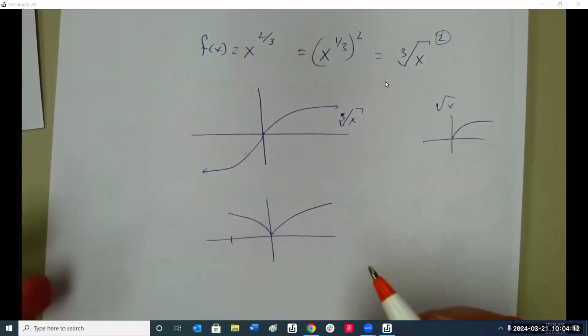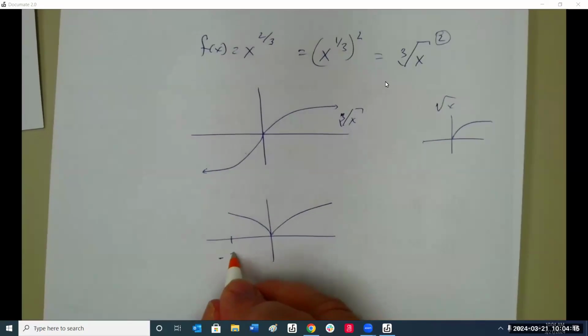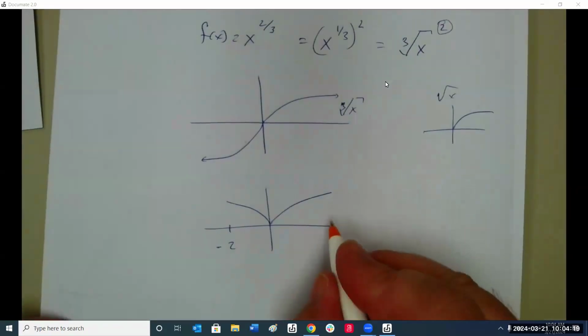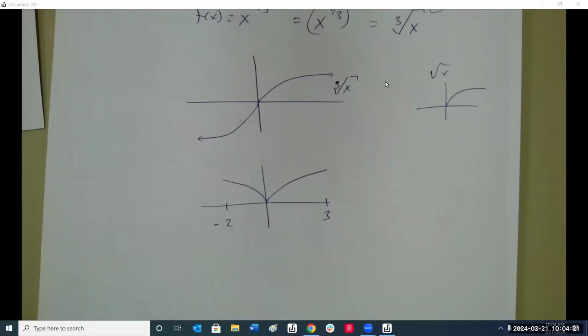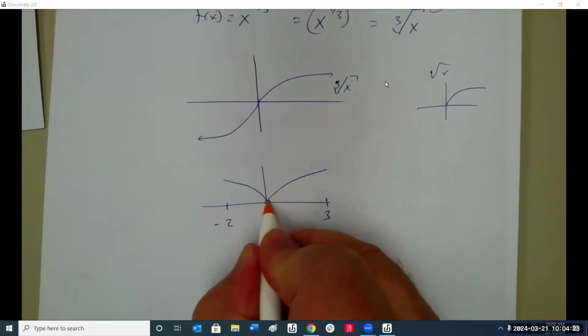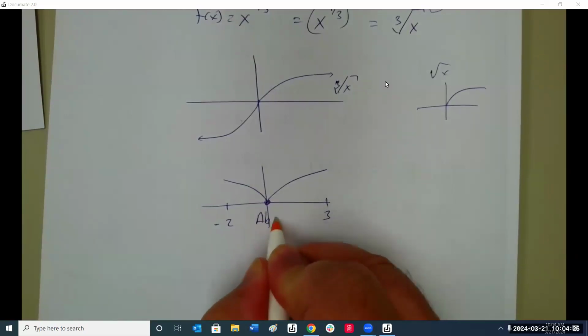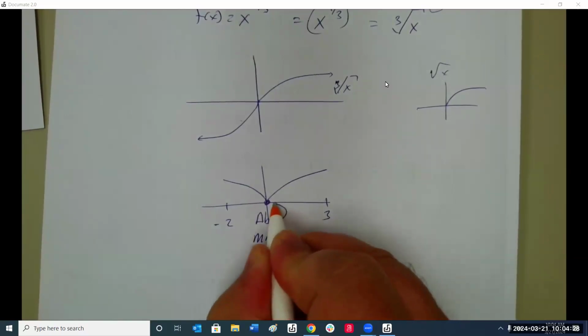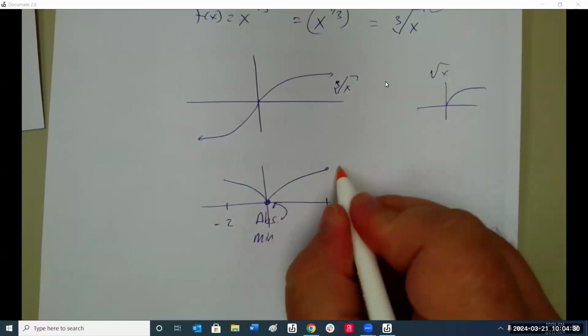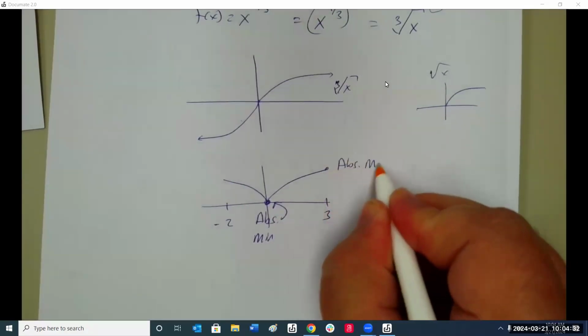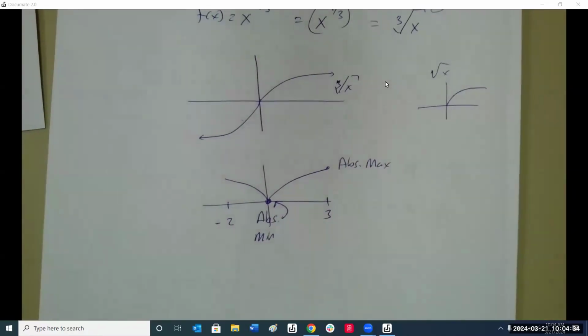And our domain was from where to where? -2 to 3. So our absolute min is at 0, and the max is at 3. The hardest part of these things is just doing the derivatives.